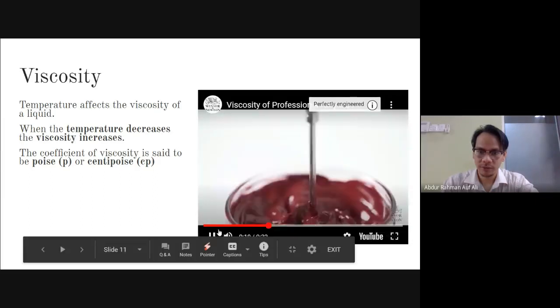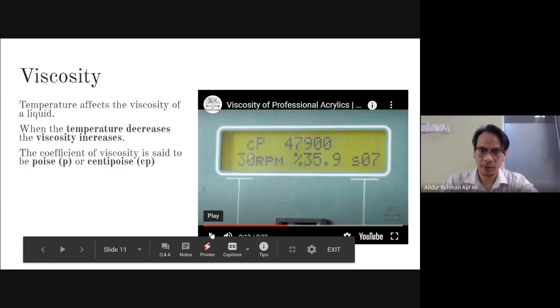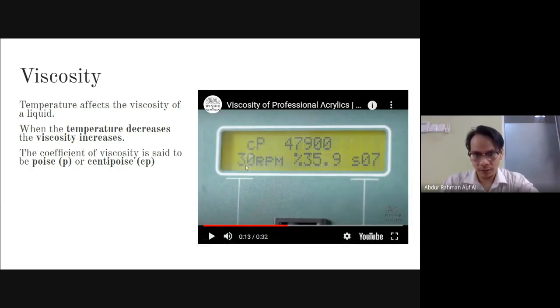Okay, so on your screen right now you should be able to see 30 RPM. RPM means revolutions per minute. It means in 1 minute the spindle will rotate 30 revolutions. It is 1, 2, 3, 4 until 30. So in 1 minute it can rotate 30 RPM.